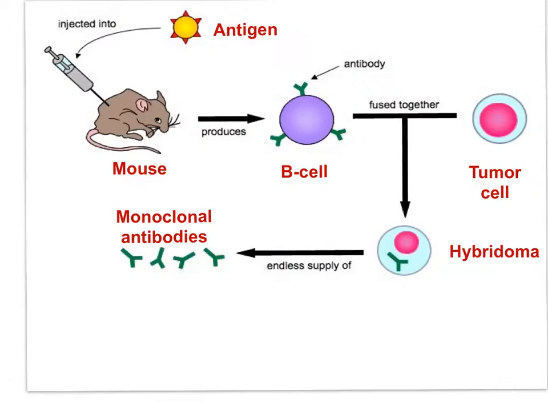Stay tuned. Here's one final image of the technique. Please spend some time studying the process. Remember, the fusion of the tumor cells to the B cells harvested from the mouse provides a long-lived quality to the hybridoma so that the monoclonal antibody production continues over time. We'll look more closely at the uses of monoclonal antibodies in the slides to come.